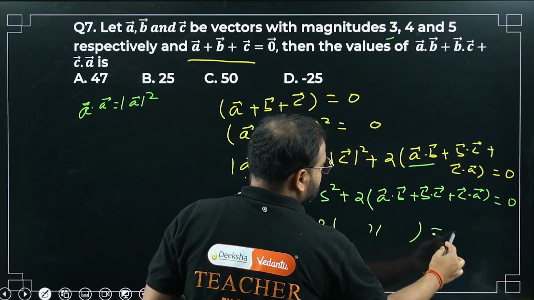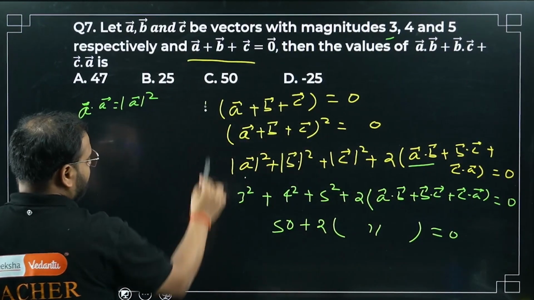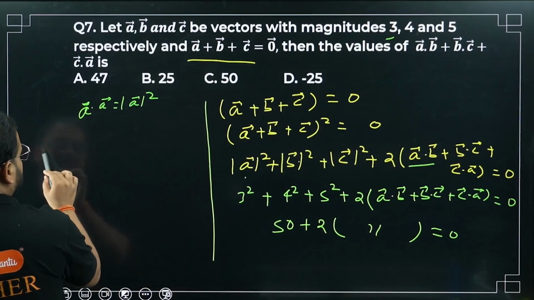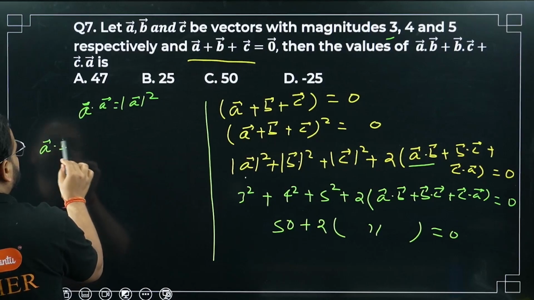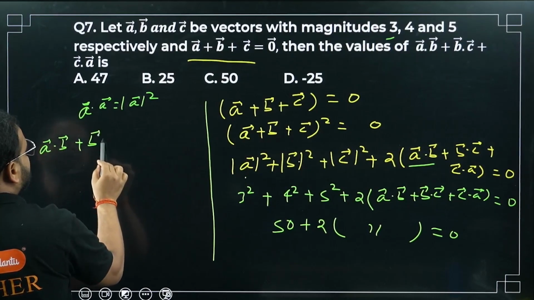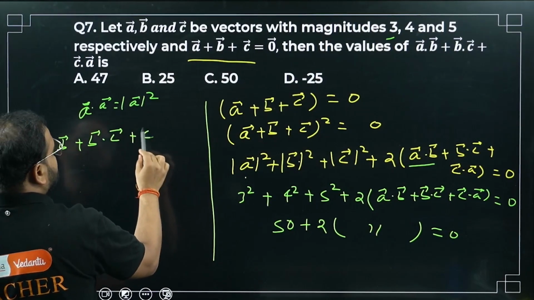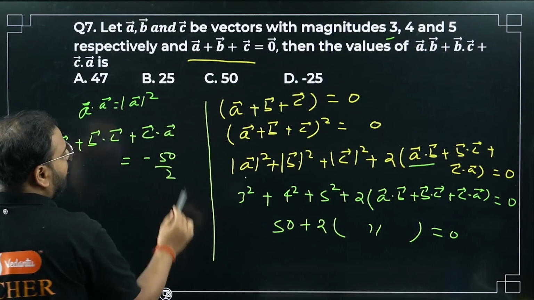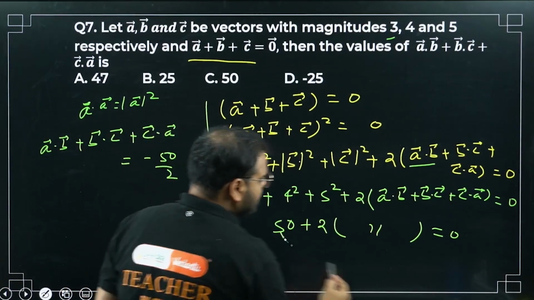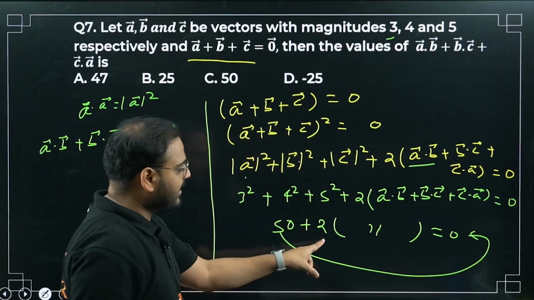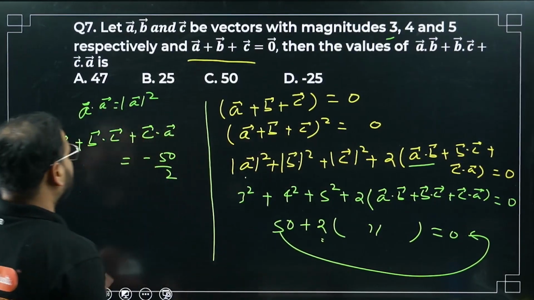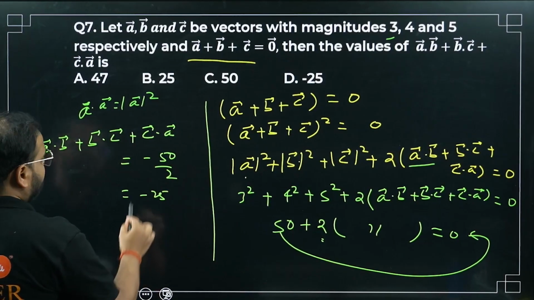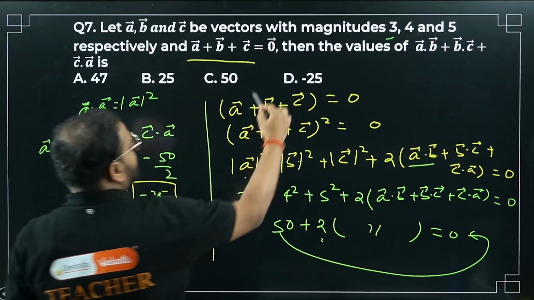Equals to 0. I'll bring this over there. What am I getting? I'm getting this as minus 50. So A dot B plus B dot C plus C dot A equals to minus 50 upon 2. How come, sir? 50 positive here comes on this side, becomes negative, and then I can divide this by 2 also. So 50 by 2, what is the answer? Minus 25. Option number D.